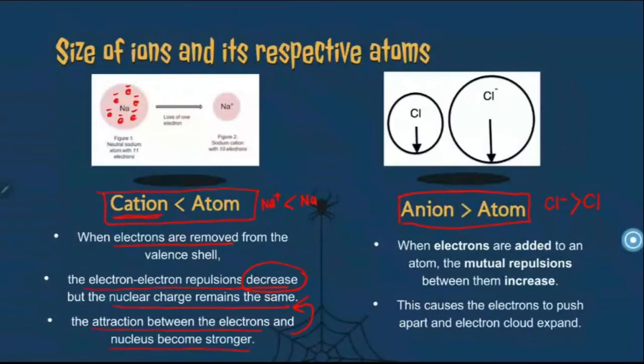When we compare sodium atom and sodium ion, in sodium atom our positively charged protons will attract 11 electrons. But in sodium ion, our positively charged protons will attract only 10 electrons. When you compare the attractive force, which one is stronger? 11 attract 10. So when nucleus attraction is stronger, what happens to the size? Smaller. Understand why cation is smaller than atom? Yeah.